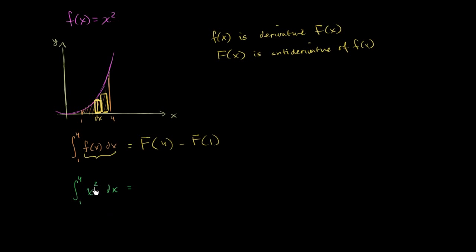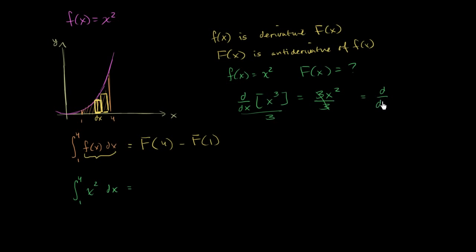Well, we're just going to have to figure out what the antiderivative is. So if f of x is equal to x squared, what is capital F of x equal to? What is the antiderivative? Well, you might remember from your power rules that if you take the derivative with respect to x of x to the third, you are going to get 3x squared, which is pretty darn close to x squared, except for this factor of 3. So let's divide both sides by 3, and you get the derivative of x to the third divided by 3 is indeed x squared, or you could say that this is the same thing as the derivative with respect to x of x to the third over 3.